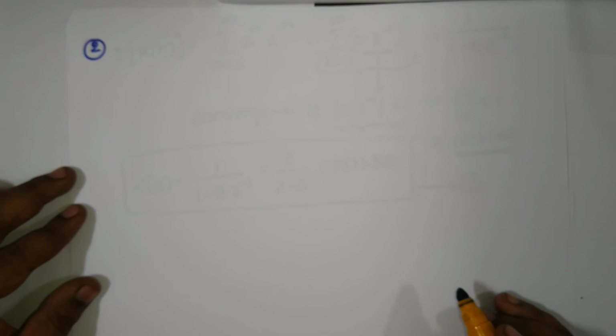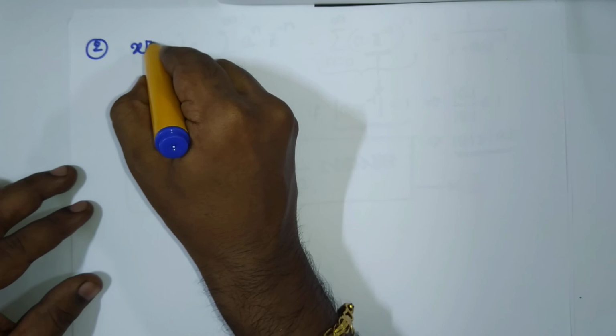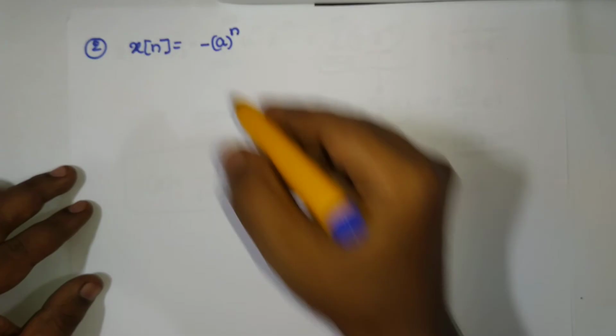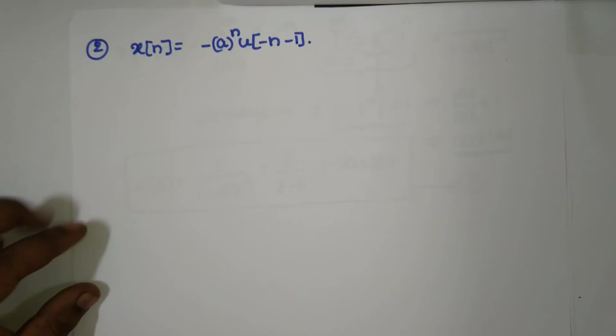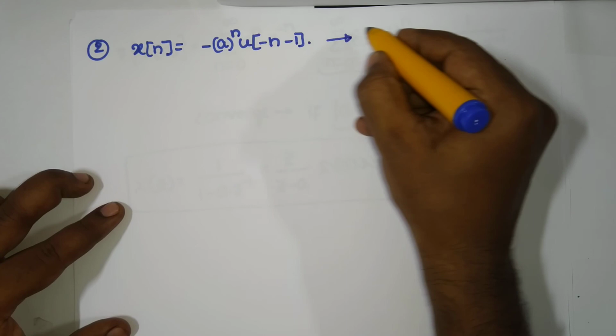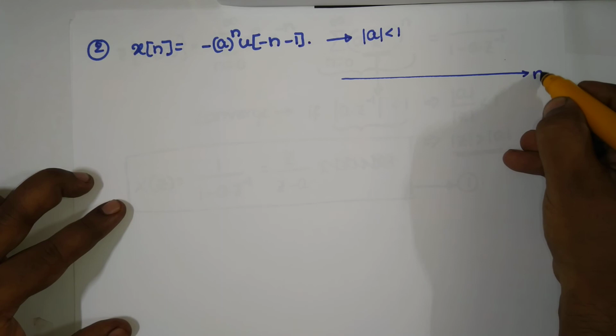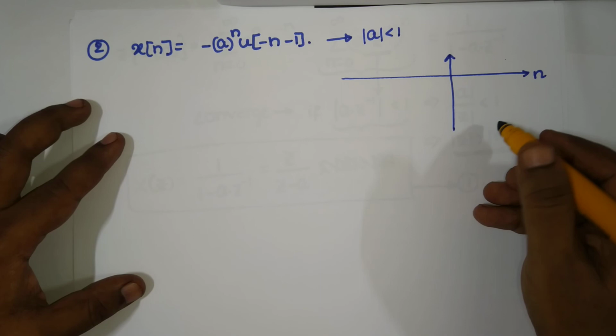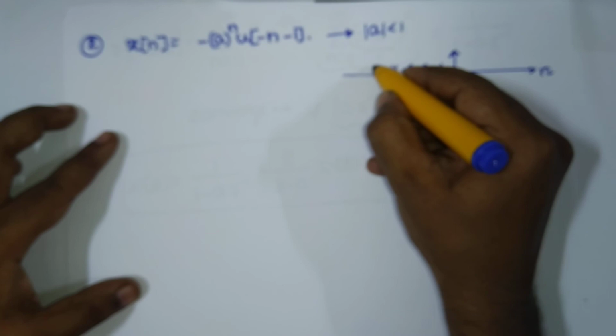Now the second signal we have is x of n equal to minus a power n, u of minus n minus 1. If you try to plot this, again for the same a less than 1, which we assumed, you would get something like this. This is my x of n. This is minus 1, minus 2, minus 3, minus 4, and so on, and this is 0, 1, 2, 3, and so on.